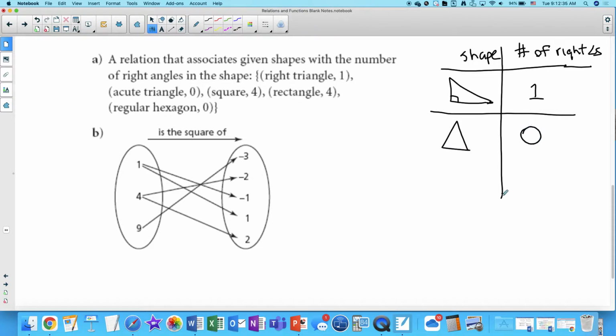Okay? A square. How many right angles does a square have? 4. Yep. And I should actually specifically draw them in. A rectangle. How many right angles does that have?